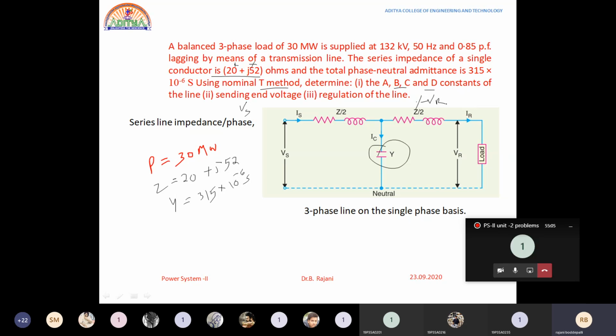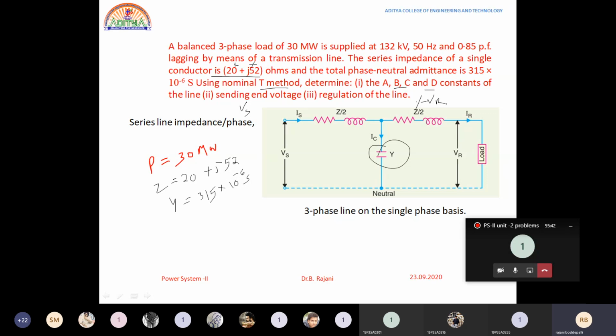See, now how to find the ABCD parameters? We have the value of Z, we have the value of Y. We know the ABCD parameters for the nominal pi method. A value is 1 plus YZ by 2, and B value is Z into 1 plus YZ by 4, and C value is Y, and D value is equal to A, that is 1 plus YZ by 2. We have derived the ABCD parameters. Substituting these Y and Z values in those ABCD parameters, you'll get the ABCD parameters. And cos phi R he had given you, and all the remaining is the same.